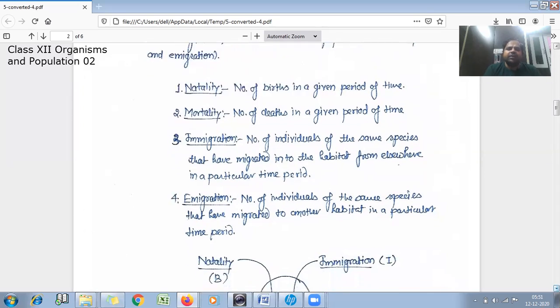The fourth is emigration. It is the number of individuals of a species that have migrated from the geographical area to another habitat in a particular period of time. So we can say that this will be a negative thing for the population. It means it will decrease the population of a particular species.